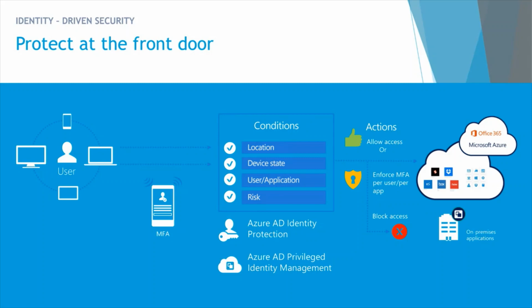And from there we can choose whether, based on those conditions being met, do we want the user to be allowed access? Do we want to challenge them with multi-factor authentication, or do we just want to outright block access to that student based on those conditions?